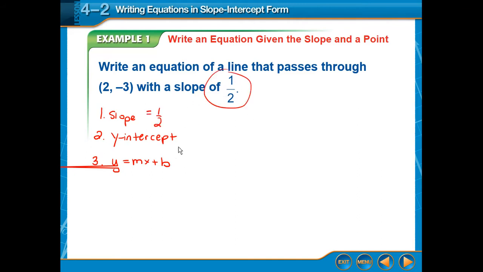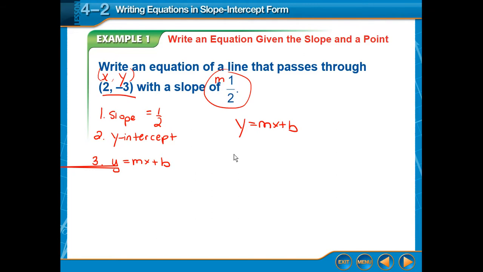Step two is to find the y-intercept. In order to find the y-intercept given a slope and 1 point, we're going to use the equation y equals mx plus b to solve for b. So I have m, right? Slope is m. And then this is an x and a y, x comma y, right? So my x is 2 and my y is -3. So I can put those three things into this equation, so the only variable I have left is b.